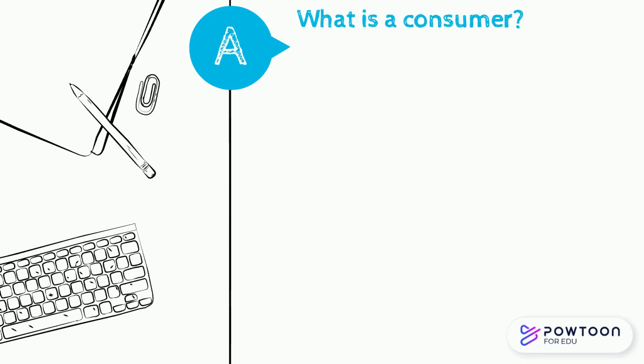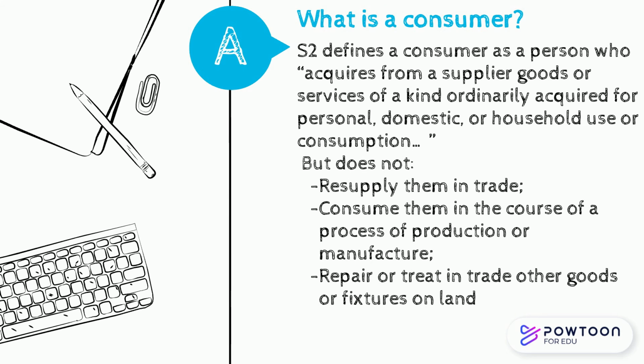Section 2 of the Act states that a consumer is a person who acquires goods or services ordinarily purchased for personal, domestic or household use. However, the Act does not apply if they buy then sell the good or service in trade, use the good or service to make something out of it with the intent to sell, or use the goods to repair other goods or fixtures on land in their own line of work.